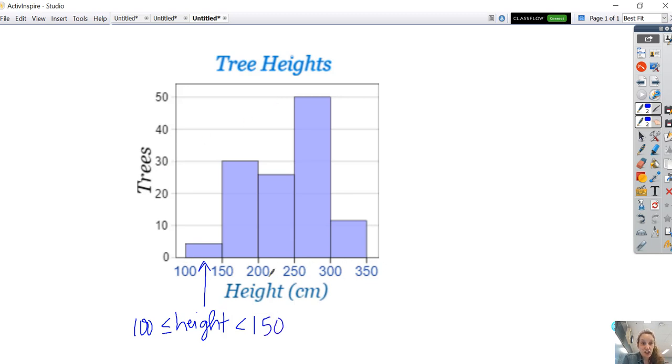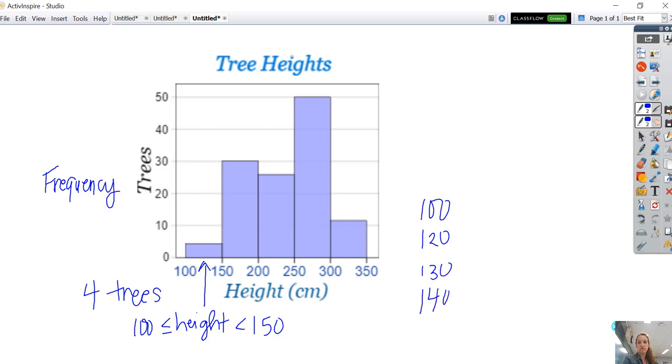So our x-axis is our height, and the y-axis is our frequency. The frequency is, again, the number of times it occurs in the data set. So this looks to be about 4. So what this bin in our histogram is communicating is there are 4 trees that have a height somewhere between 100 and 150.